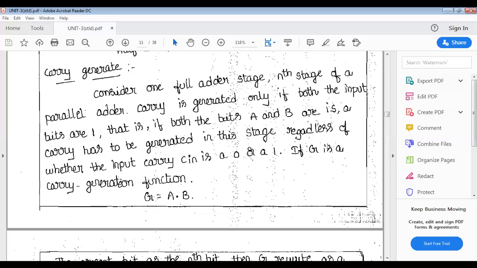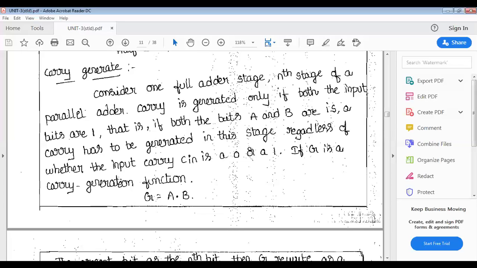That is, if both the inputs A and B are 1, a carry has to be generated in this stage, regardless of whether the input carry Cin is a 0 or a 1. A full adder has 3 bits. In that, Cin is either 0 or 1, whatever it is, but the carry is generated when both the inputs A and B are 1. So irrespective of the carry in, if both the inputs are 1, then the carry is generated.